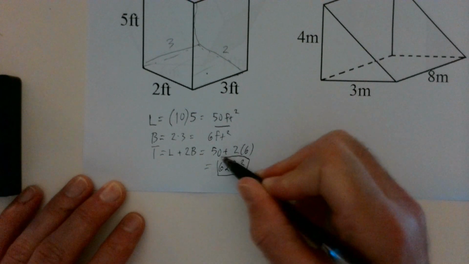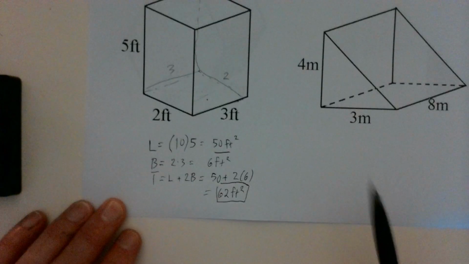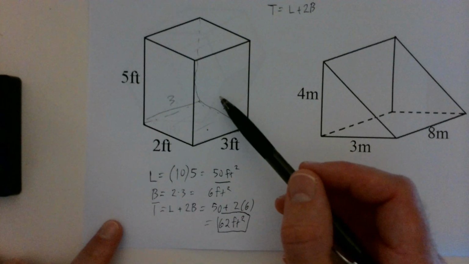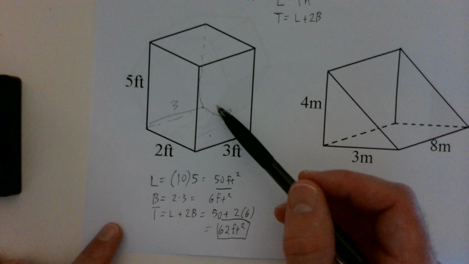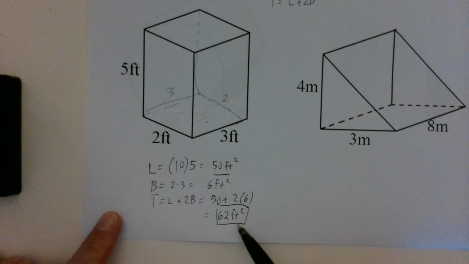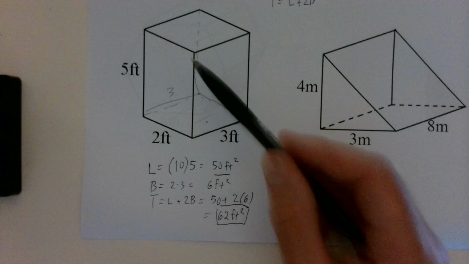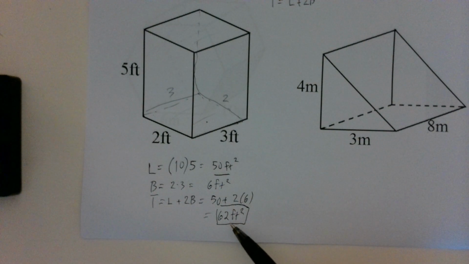Okay, what are we really measuring? Well, think of if this was like a box you were going to wrap with wrapping paper for somebody for a present. That would be how much wrapping paper you're going to need. Or if you were going to paint this whole block with something, that would be how much paint you're going to need to cover it.